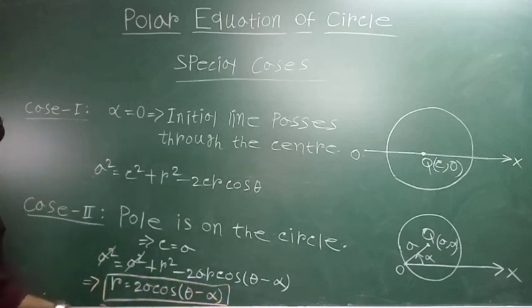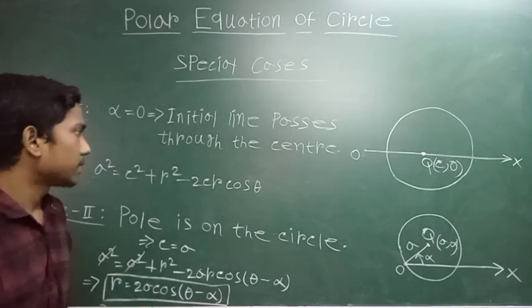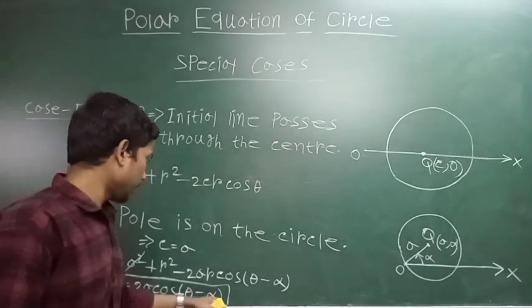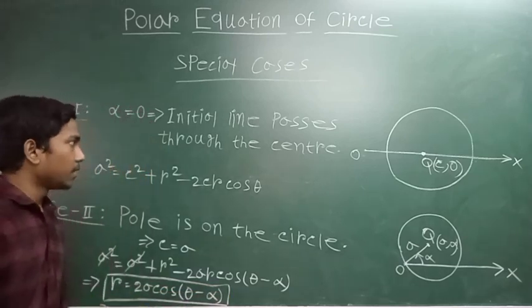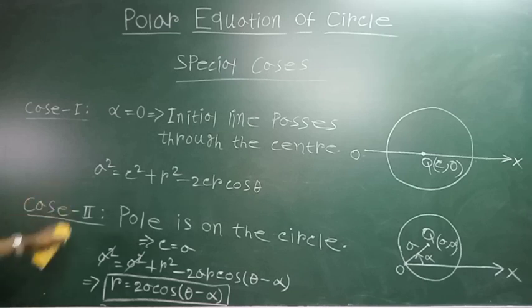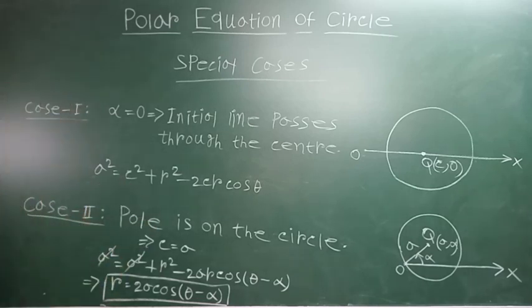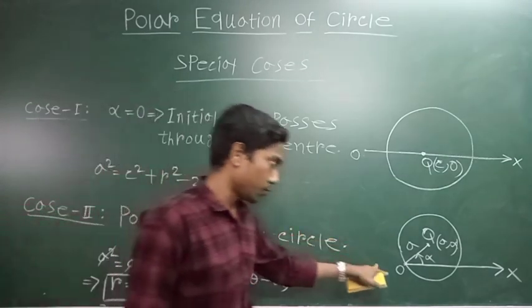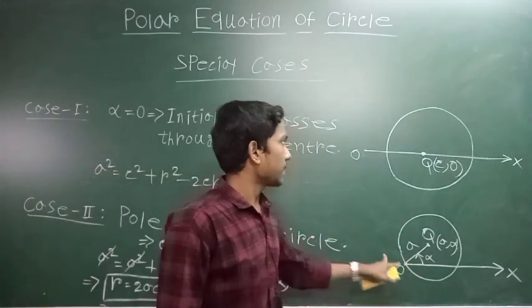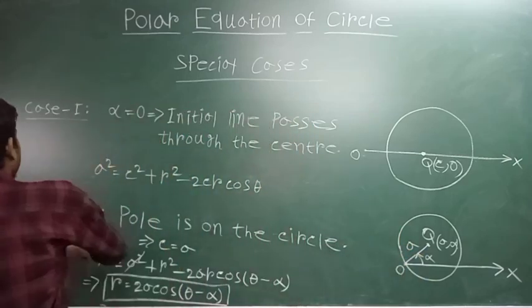This equation is very important because we'll use it while solving the problems. In most cases we'll use this equation, so you should memorize it. So these are two special cases. Now we'll see the third case, which is the combination of these two cases, where the pole is on the circumference of the circle and also the center lies on the initial line. So case 3.